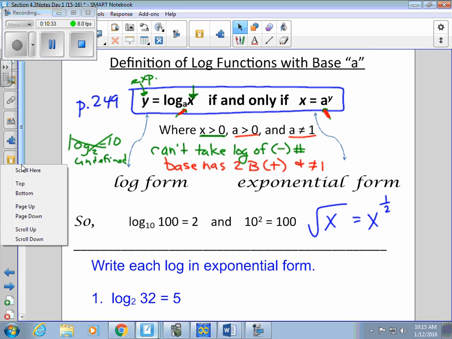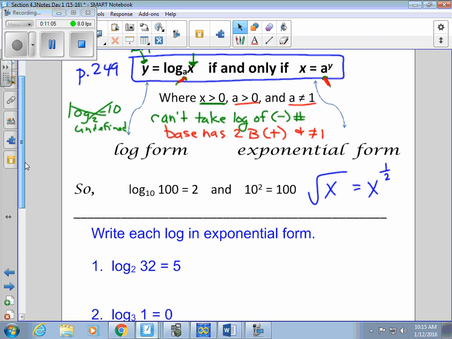Any questions so far with the look of this? And you can't put the base into your calculator. So we'll talk about evaluating without your calculator, and we'll talk about using your calculator coming up. In certain instances you can, and in certain instances you can't. Like this one, I couldn't put into my calculator.